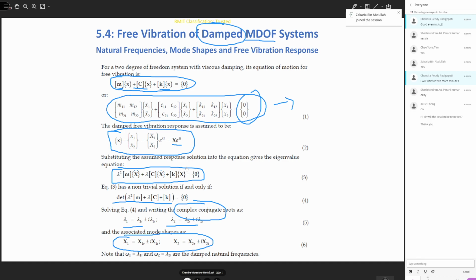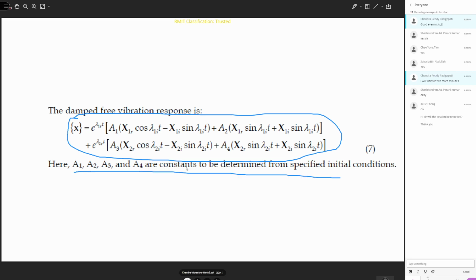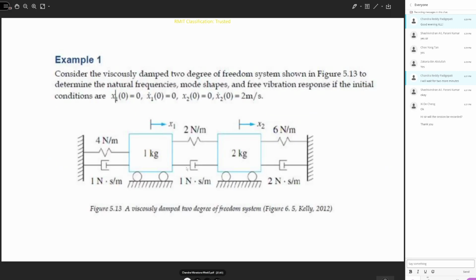Here the first frequency omega 1 can be lambda 1 i, and omega 2 can be lambda 2 i. The final expression, the response, can be written in this format. Once you solve all the constants A1, A2, lambda 1 i, lambda 2 i, you need to find the values from initial conditions. So A1, A2, A3, A4, these values you need to find from initial conditions.